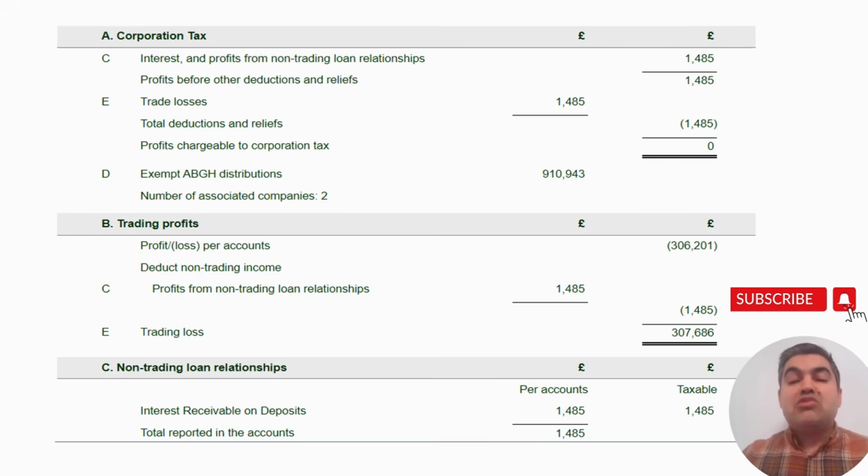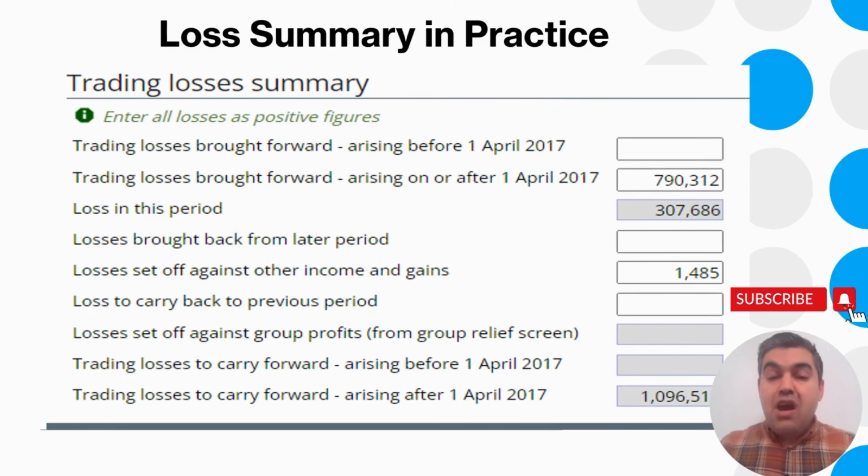So you can look at Schedule A. We have interest or profit from non-trading loan relationships, also called interest income or interest expenses. Then we have set a trading loss of £1,485 against this. Hence, there is no taxable income, so the company will not pay any corporation tax. So that's how it looks in practice. Now, that's how the loss summary looks in practice.